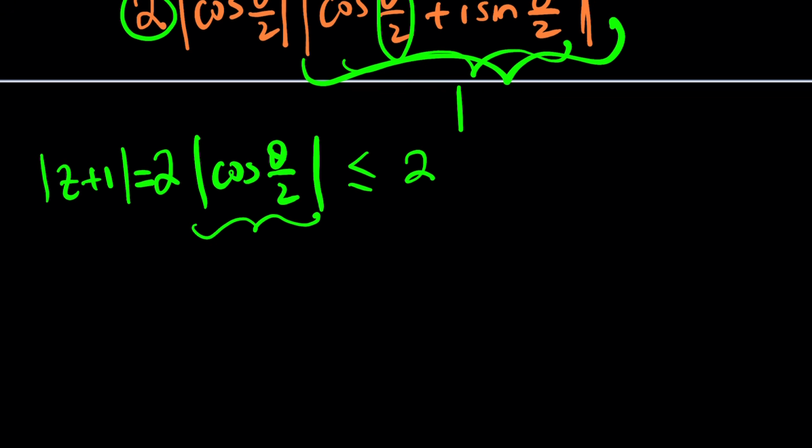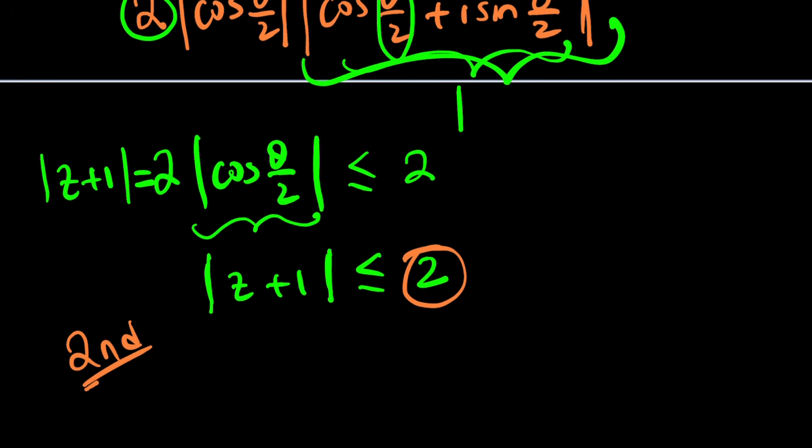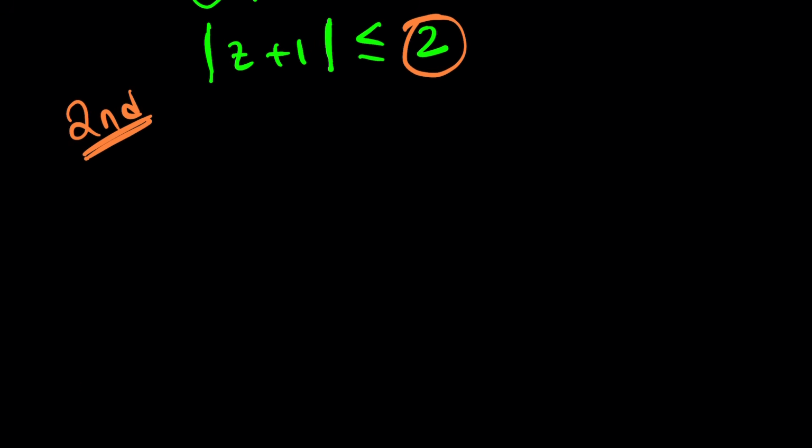So what did we find? We found that the absolute value of z plus 1 is less than or equal to 2, and we were just trying to find the maximum value of this expression, which happens to be 2 in this case. Great. Let's go ahead and take a look at an alternative. Let's call all of this the first method. Now this is going to be the second method. And this is what was meant actually.